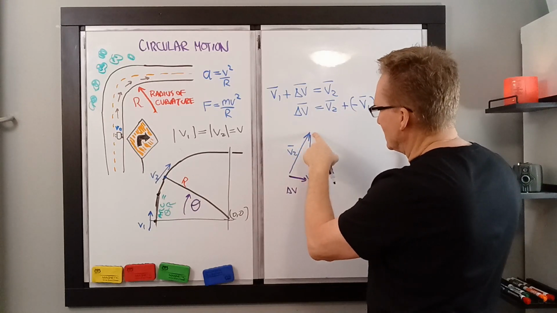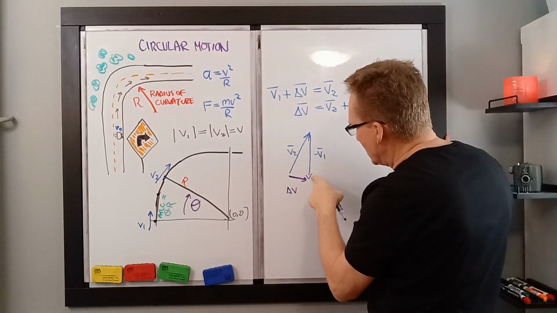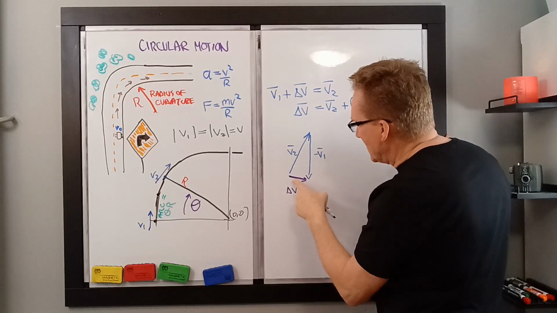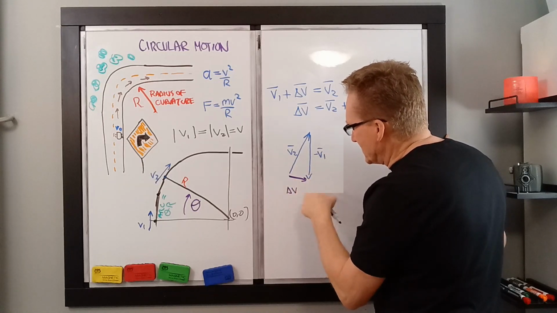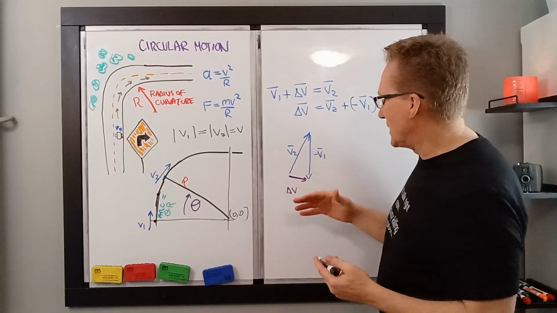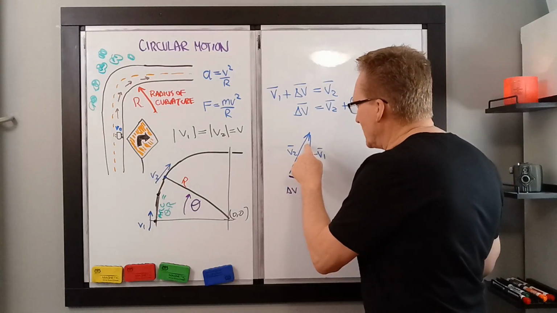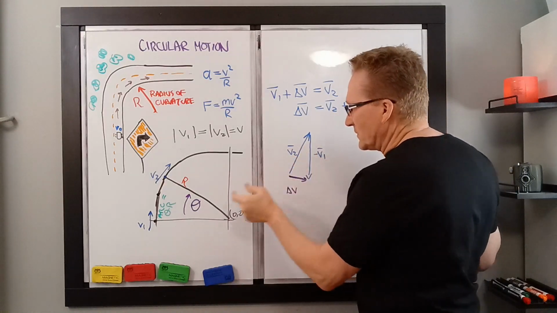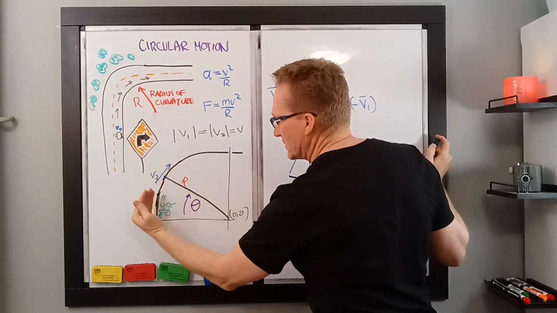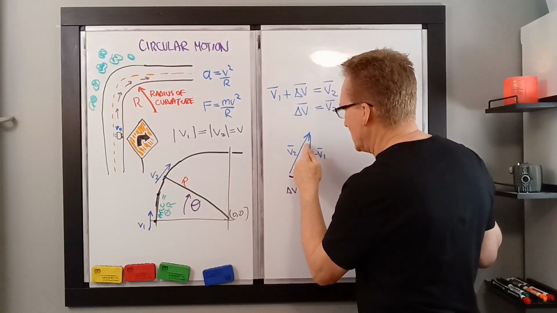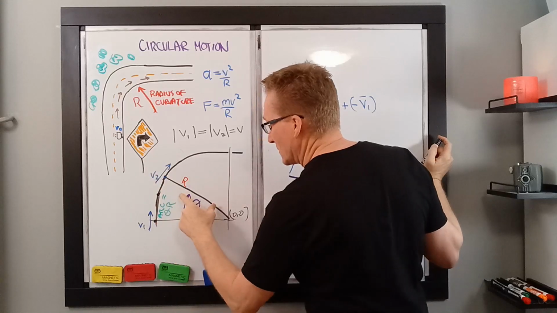Tip to tail, and then straight down. So delta v then would be from this tail to this tip, just like this. Now, you might think, well, so what does that help us? Well, if you think of this angle as going down, what will happen to the angle between these two, v1 and v2? The angle between v1 and v2 will also shrink.